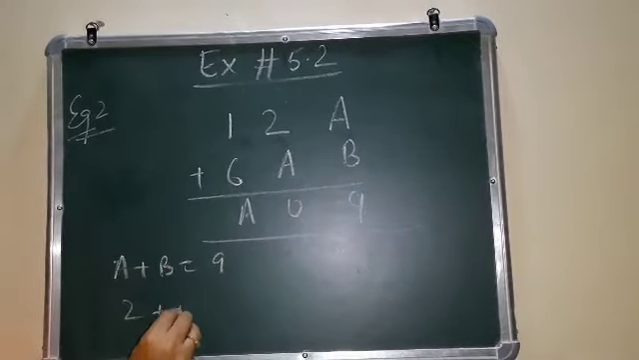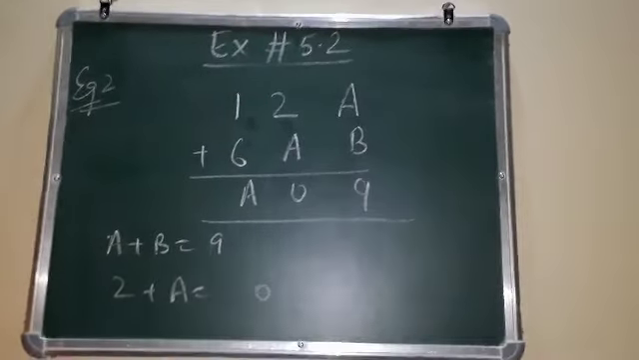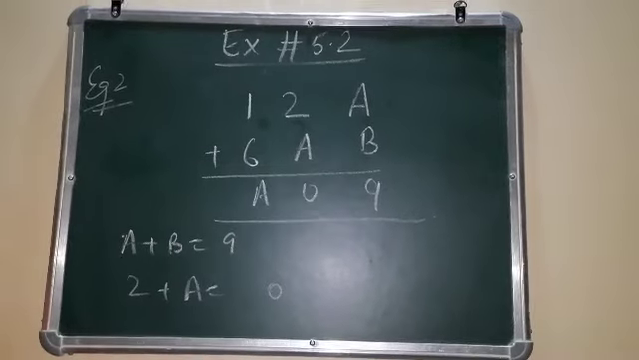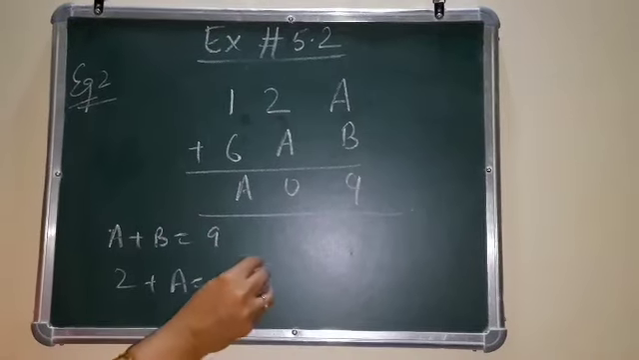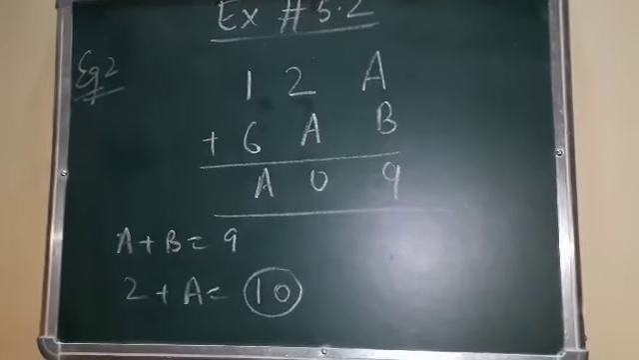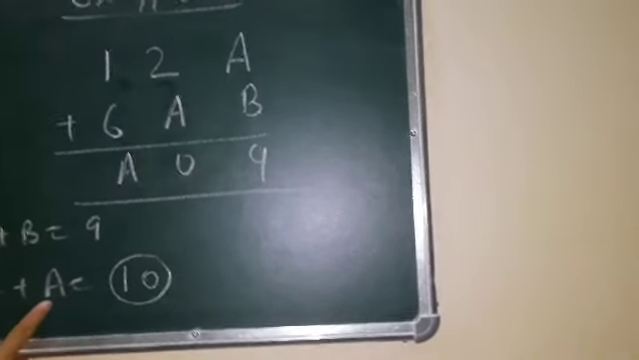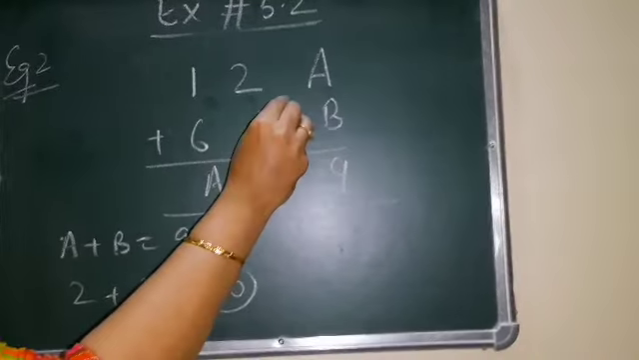2 plus A is equal to 0. 2 plus A cannot be 0. Something added to 2 cannot be 0. That means it can be 10, because the next number which has a unit digit 0 is 10 after 0. So what will be added to 2 to get 10? 8. So it will be 8.